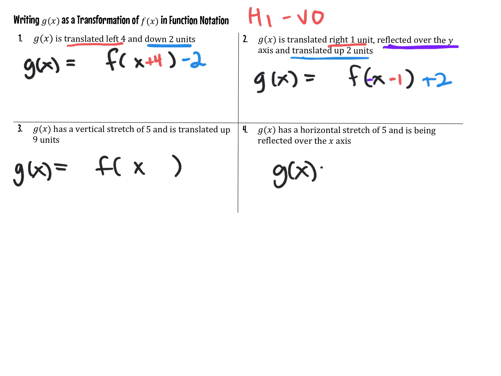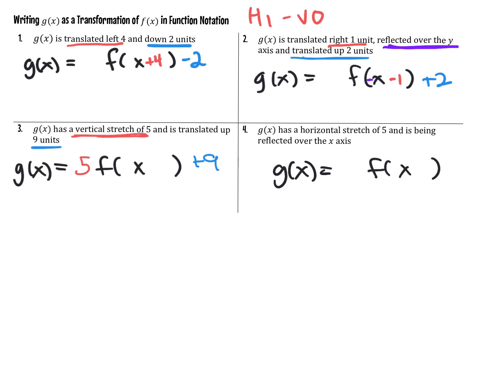Okay, hopefully you had time to work through these two problems on your own. I'm going to start by writing out g of x as stuff happening to f of x. g of x on number 3 has a vertical stretch by a scale factor of 5. Vertical happens outside, and it's the original, so I'm multiplying the whole thing by 5. And I'm translating it up 9. So that also is vertical. Up and down is vertical, and it's happening outside the function. So g of x is really 5 times the function f of x plus 9.